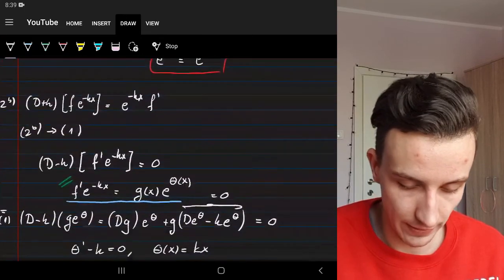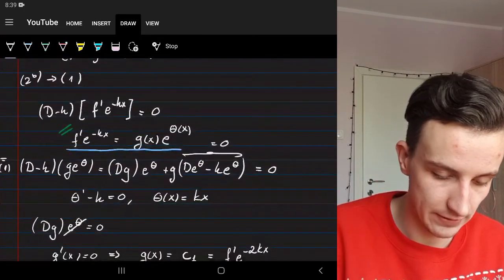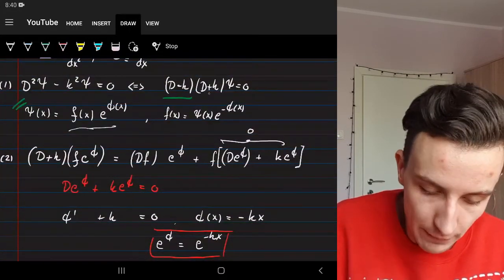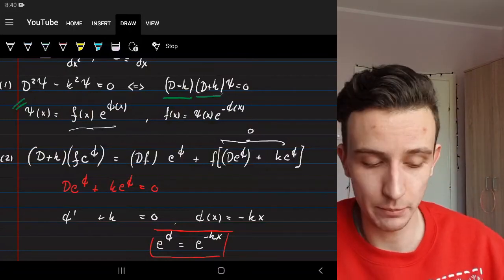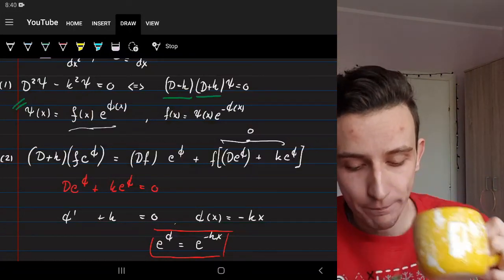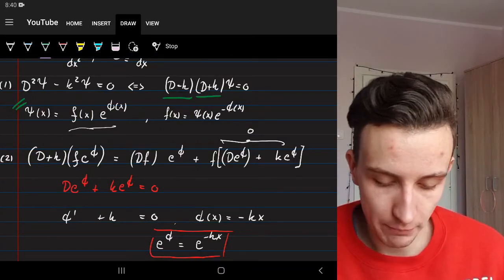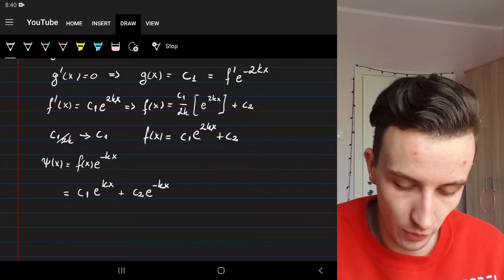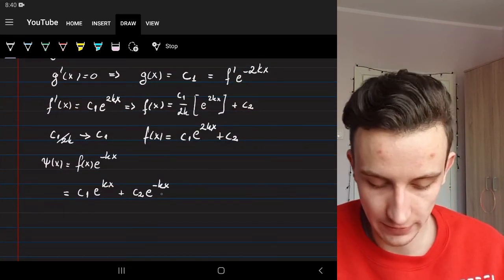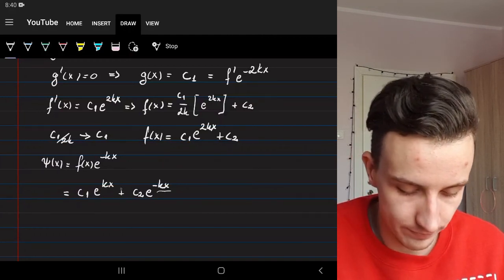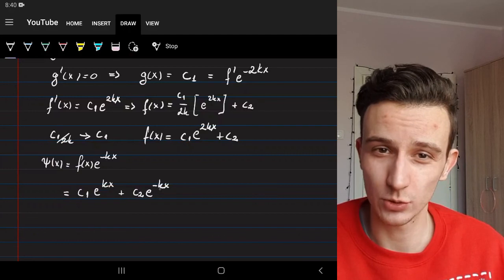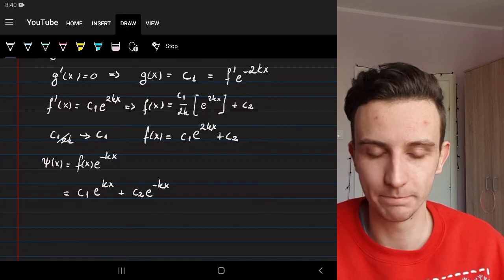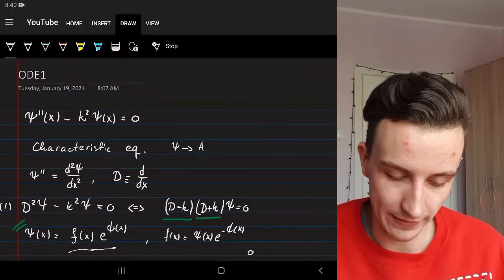And notice that in this step over here, we had d minus k and d plus k. We could have had d minus a, d minus b, and note that then our solutions would be e to the ax and e to the bx here. So this is a sort of special case of d plus a, d minus a, d minus b. But this is the one we needed to solve.